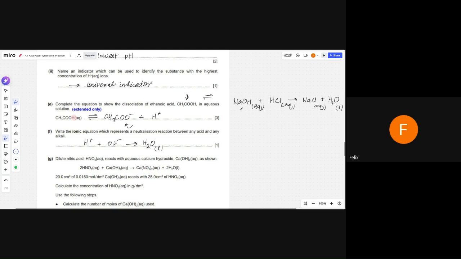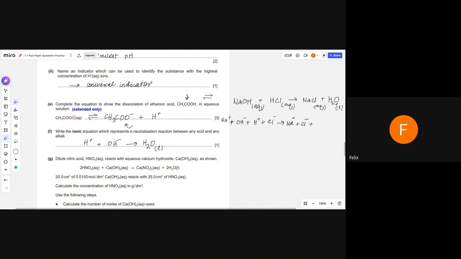Now, to write the ionic equation, I will split the soluble compounds into their ions. It will be Na plus OH minus. I split sodium hydroxide and write it like this because it is aqueous, so it will be in the ionic form in the solution in the beaker. This is also aqueous, so H plus. I split hydrochloric acid as well, so Cl minus. The first product is sodium chloride, aqueous. Since this is also soluble, it will be in the ionic form.